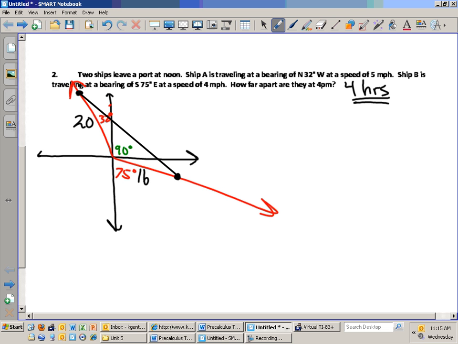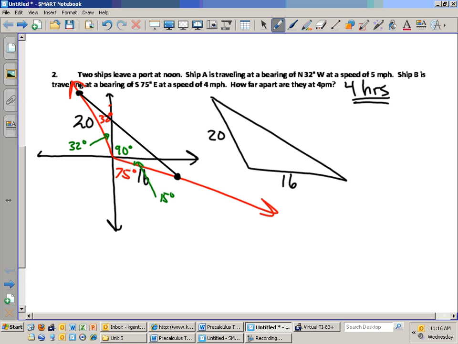So we know that that's 90 degrees. We know that this angle right here we said was 32 degrees. And if that's 75, then this angle would be 15 degrees. So I really have a triangle that looks like this, where this is 16, this is 20, and then what is that angle? 137.